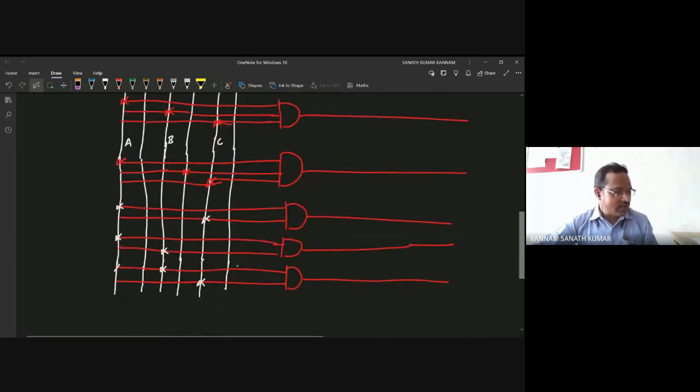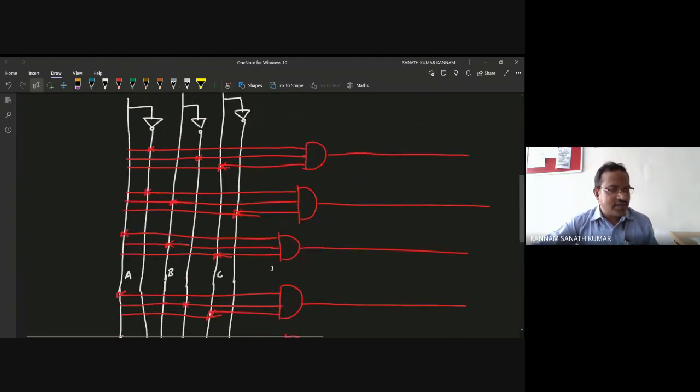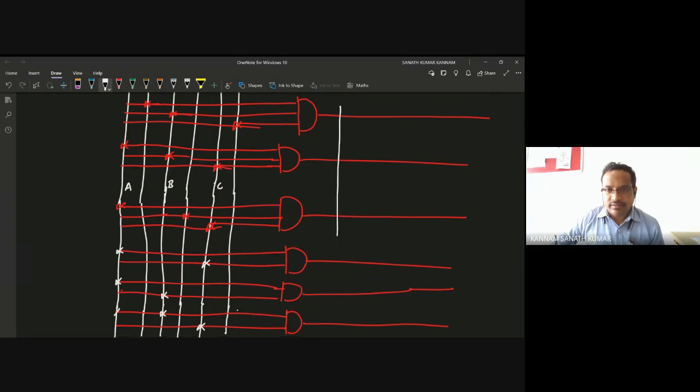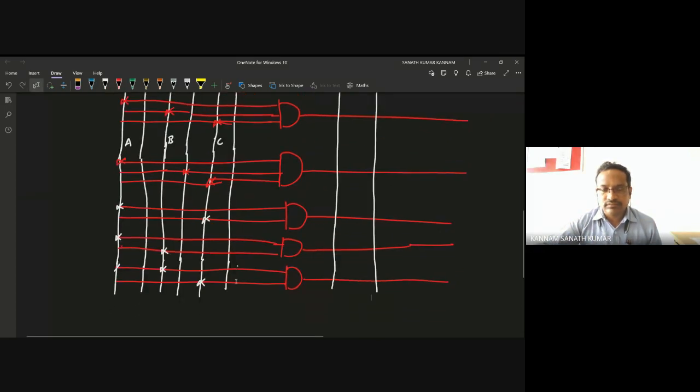So how many OR gates are required for the sum and carry? Let us take the four AND gates and two OR gates that you are implementing. So two OR gates will be there. This is for sum and this is for carry.